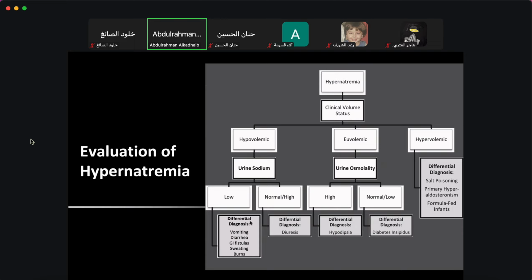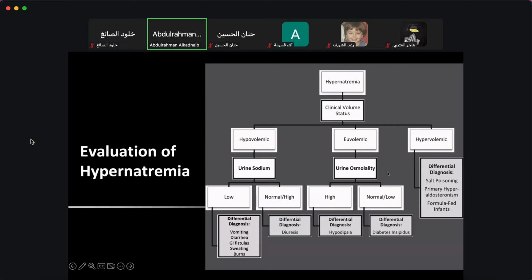And those workups may help us with differentiating between the possible causes. So in cases of hypovolemic hypernatremia, we expect the urine sodium to be low in cases of GI loss, such as vomiting or diarrhea, or third spacing, as we said previously. And we're expecting the urine sodium to be high in cases of diuresis, because basically the kidney is excreting the sodium. And this also may lead to hypernatremia in the serum as well.